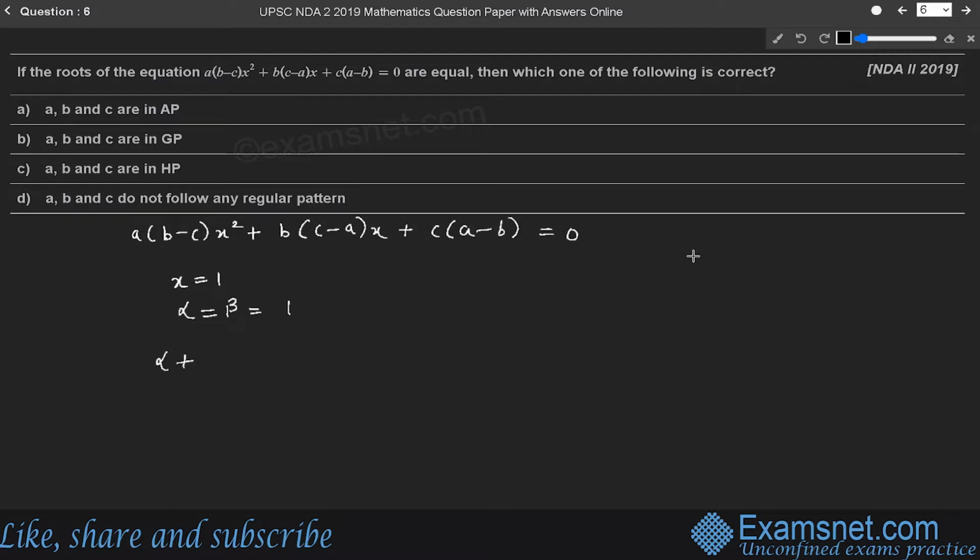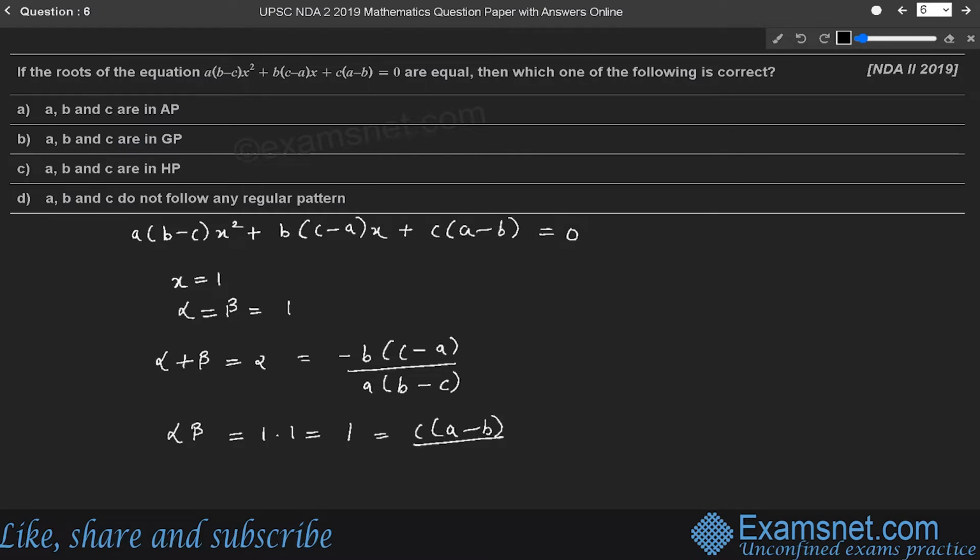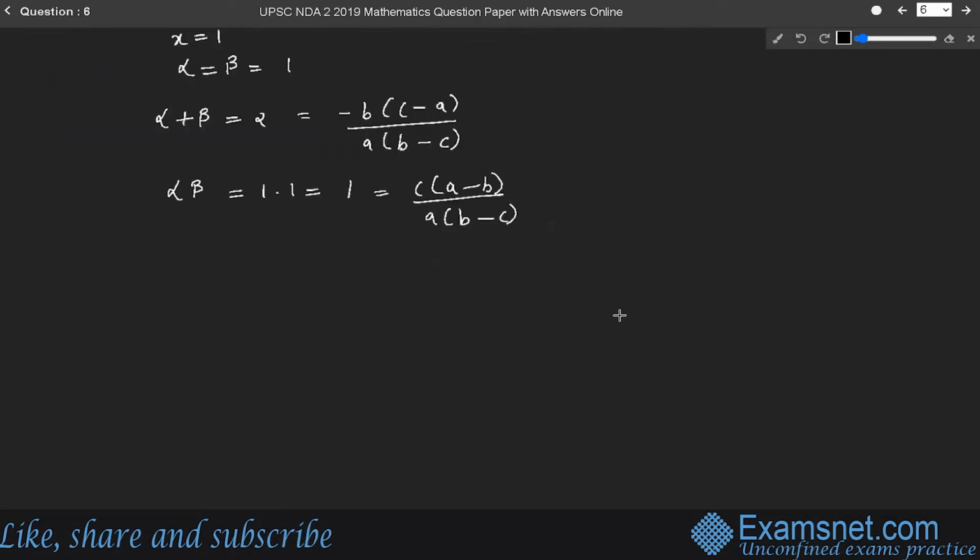We know that alpha plus beta will be equal to 2, which is equal to minus of b into c minus a divided by a into b minus c, and alpha into beta, which is product of roots, is equal to 1 into 1, which is 1, which is also equal to c into a minus b divided by a into b minus c.